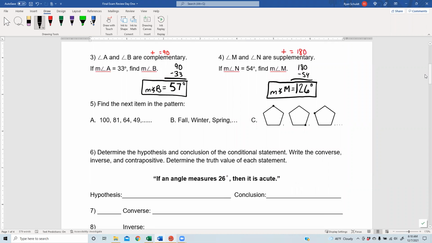Okay, number 5, find the next item in the pattern. For this first pattern, this is 100, 81, 64, 49. Almost looks like we're counting down by the perfect squares. Let's see. 100 is 10 squared. 81 is 9 squared. 64 is 8 squared. 49 is 7 squared. Yep, so our next term should be 6 squared, which is 36.